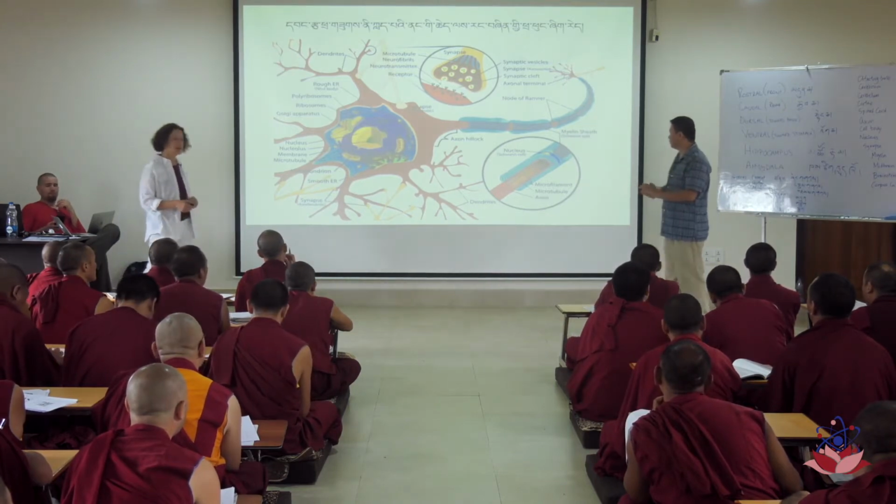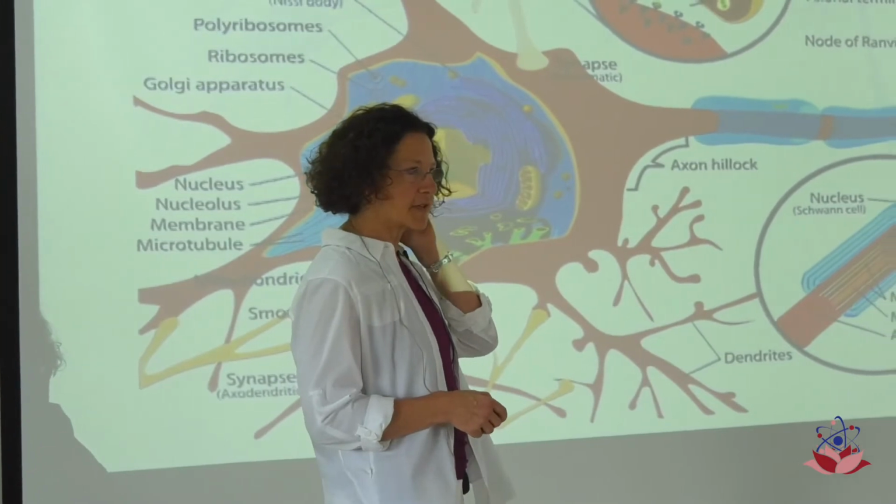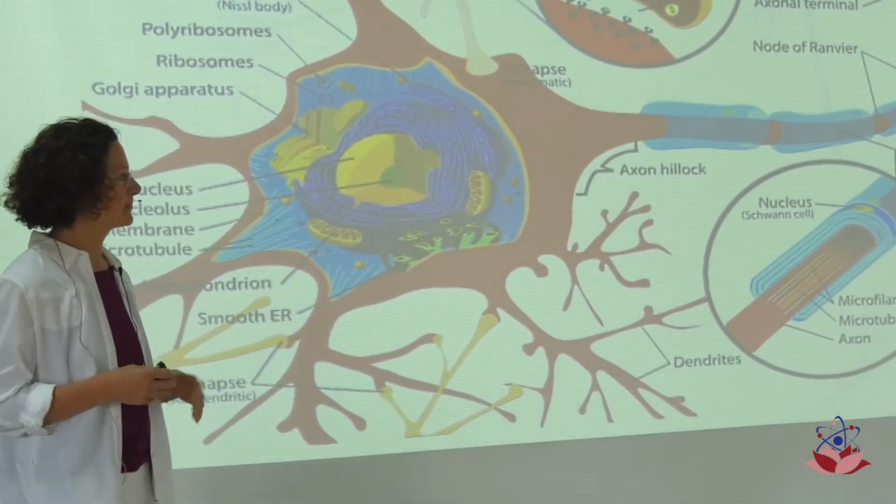Myelin. Excellent. And so the myelin is actually made up of another population of cells. So there are two main populations of cells in the brain.